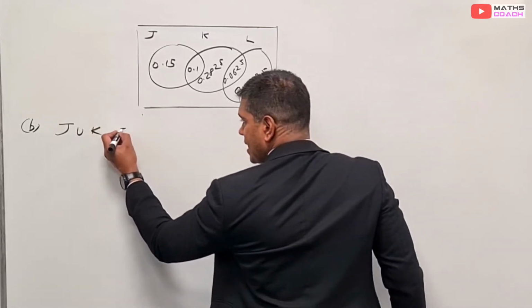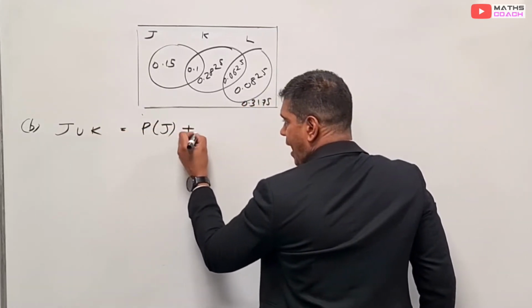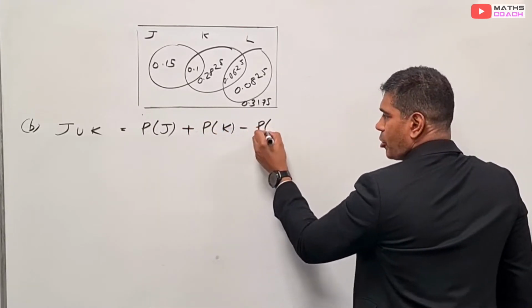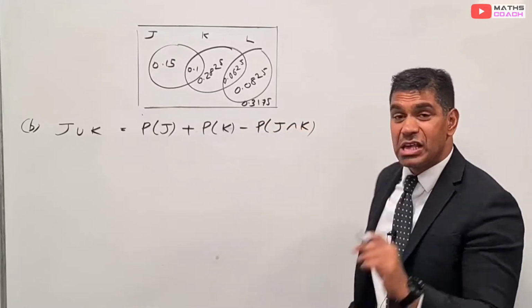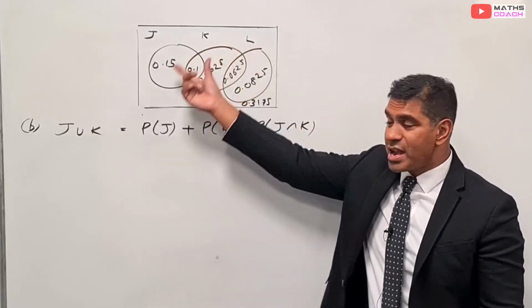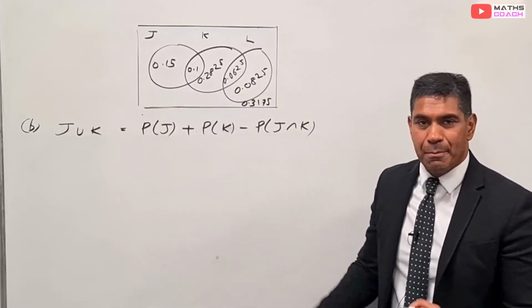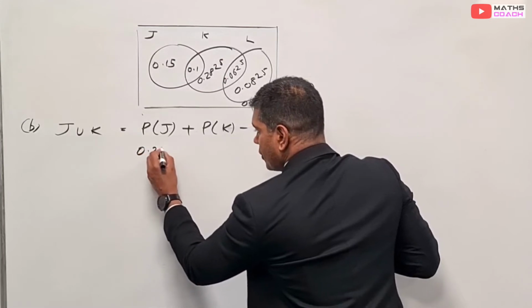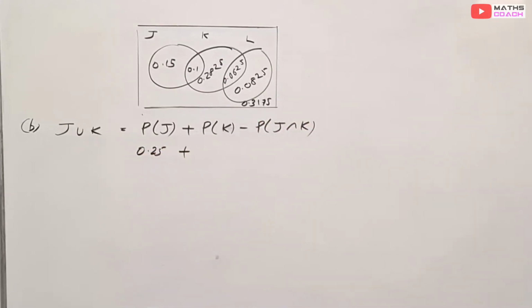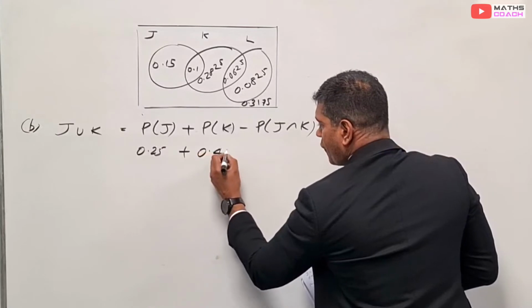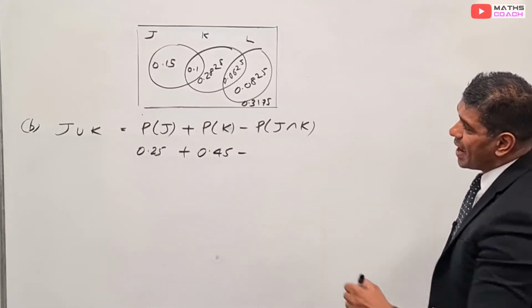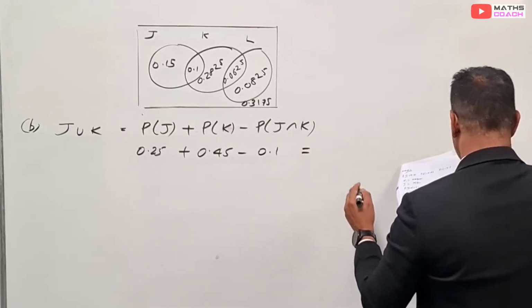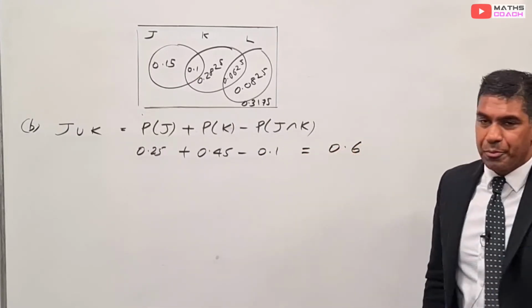So in this case, that must be probability of J and probability of K minus the probability of J and K. And because we've got a complete Venn diagram here, we can now start to input some values. So probability of J, all of J, 0.25. Probability of K, that we got from earlier, is 0.45. And probability of J and K, the overlap, which is 0.1. And when you work all of that out, you should then get a value of 0.6.